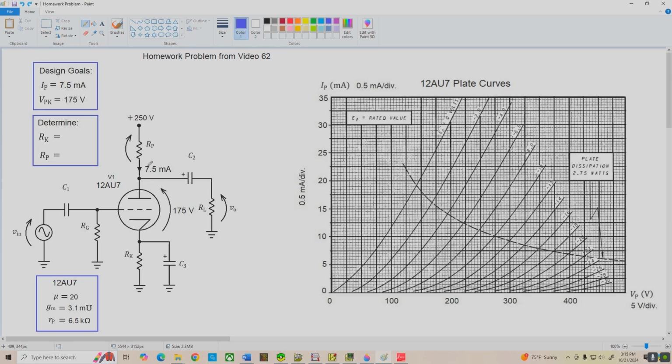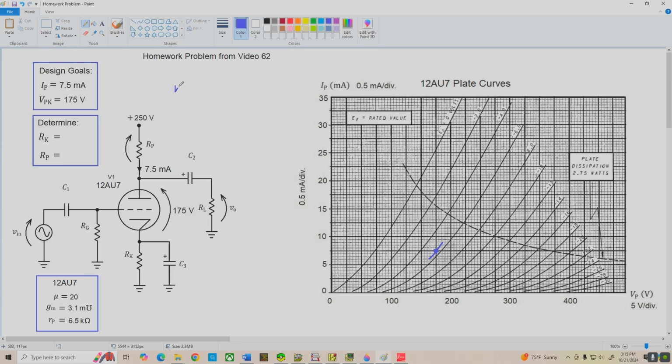First things first, let's locate our Q point over here on the plate curves. 7.5 milliamps is right here. And if we come over to 175 volts, our Q point is located right here on this intersection. And it doesn't fall on any of the grid biasing curves, so let's just sketch one in and see what it looks like. By visual estimation, we're between -4 and -6 volts. We're a little bit more than halfway, so I'd say that looks like about -5.5 volts.